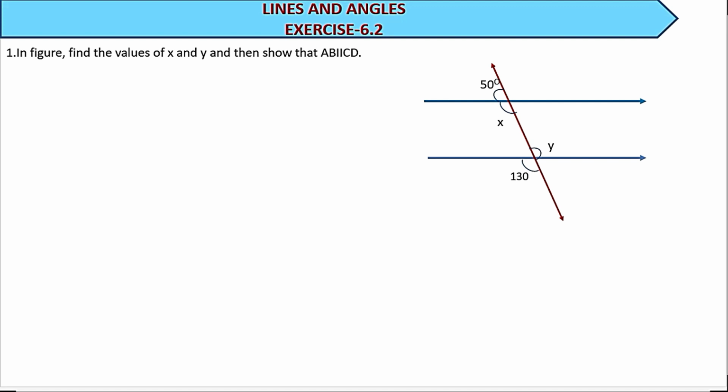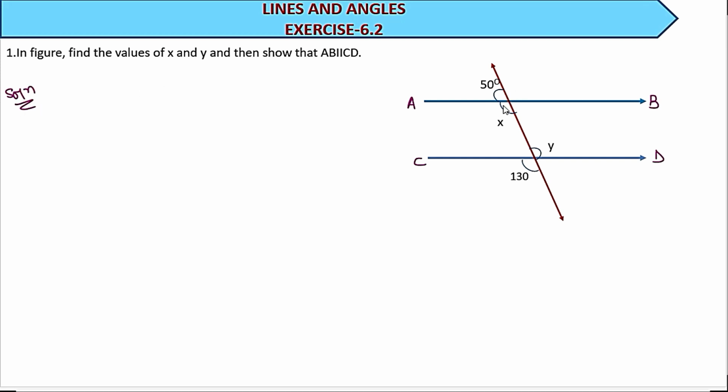Question number 1 is: in the figure, find the values of x and y and then show that AB is parallel to CD. First of all, AB and CD are missing in this figure, so let's write down: this is A, this is B, this is C, this is D. Now we are to find the unknown values of x and y. So let's write here, solution.